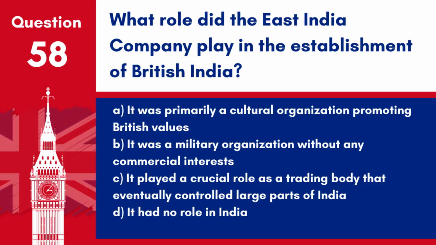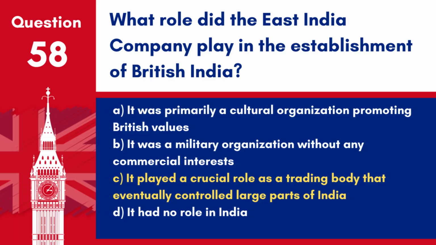Question 58. What role did the East India Company play in the establishment of British India? A. It was primarily a cultural organisation promoting British values. B. It was a military organisation without any commercial interests. C. It played a crucial role as a trading body that eventually controlled large parts of India. D. It had no role in India.